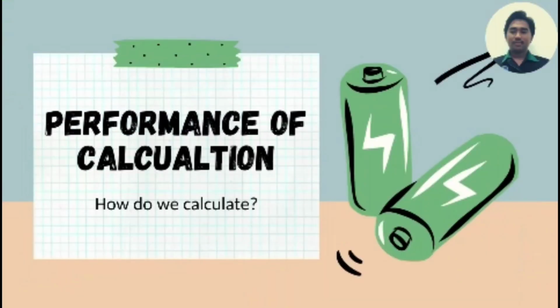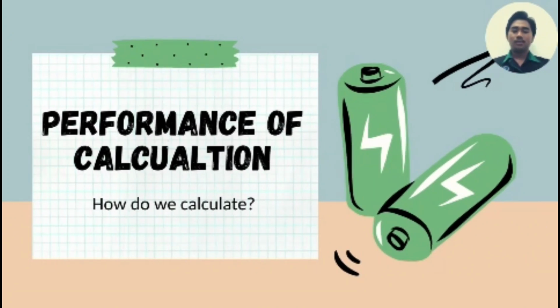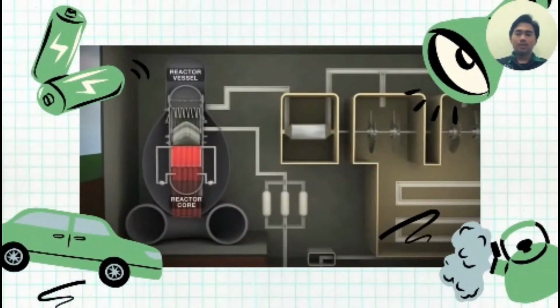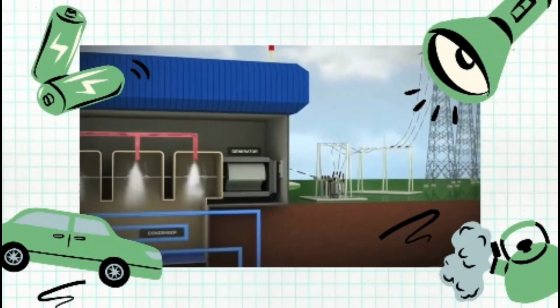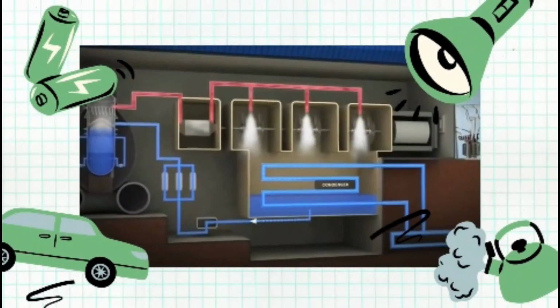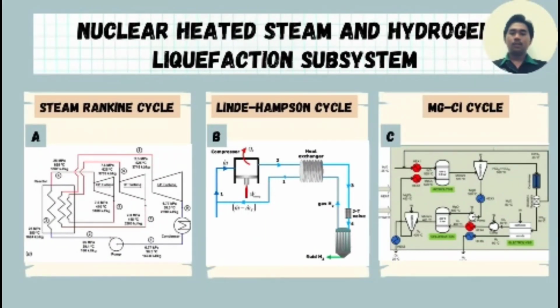Hello guys, we're going to talk about the performance calculation of the nuclear power plant system. We can see the video clip about the nuclear power plant. There are three thermodynamic cycles inside one plant: a steam Rankine cycle, a Linde-Hampson cycle, and a magnesium chloride cycle.